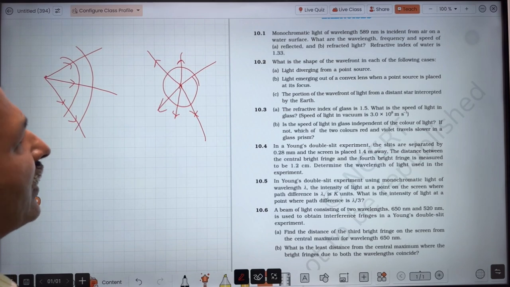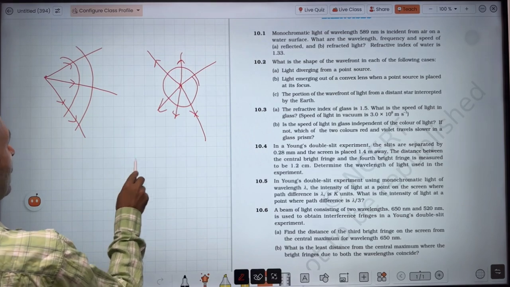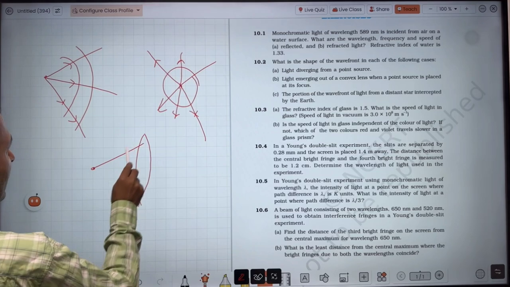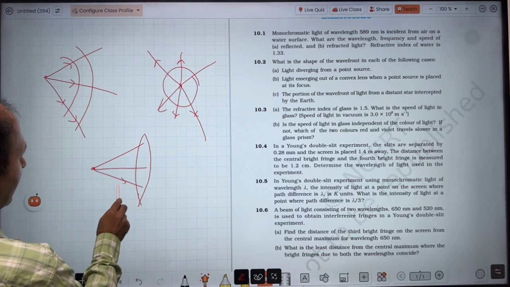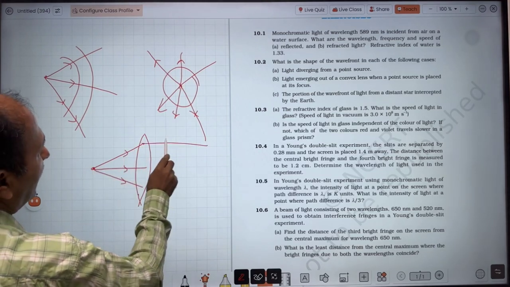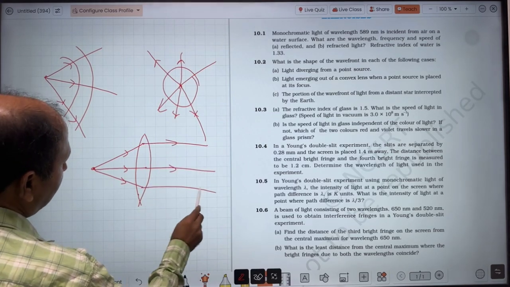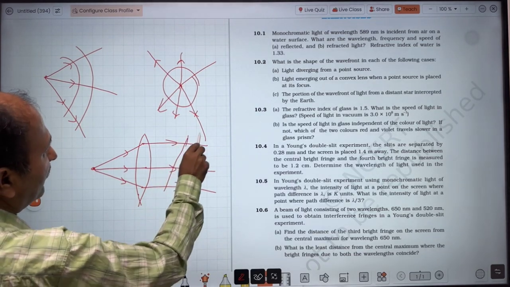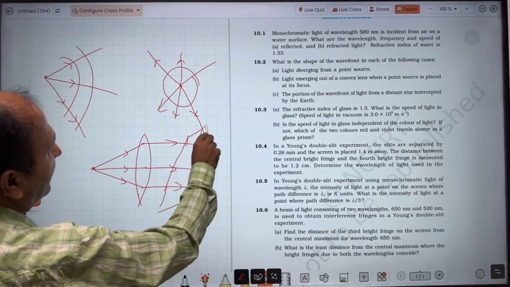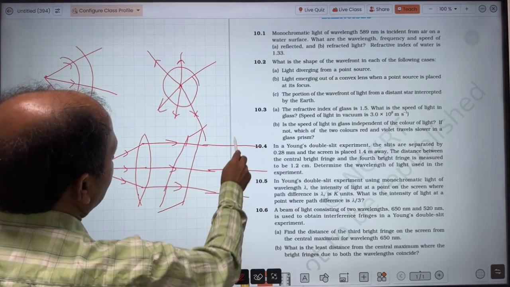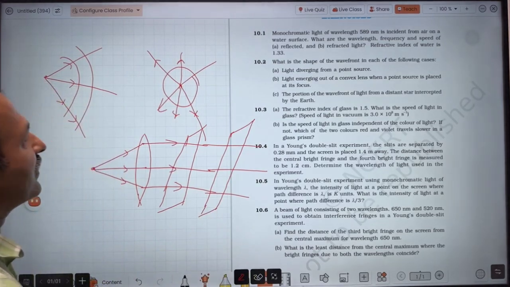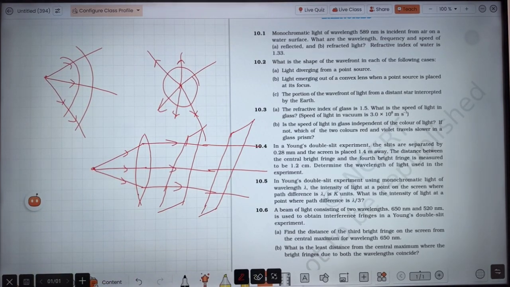Then, light emerging out of a convex lens when a point source is placed at its focus. So suppose this is a convex lens, this is the source, so rays will go like this, right? And then they all will become parallel. If they are parallel, then what type of wavefront will be obtained? So here the wavefront obtained will be a plane wavefront. Here if we extend it further, another wavefront will be like this. So these are called plane wavefronts. Correct. So this is the case of part B.